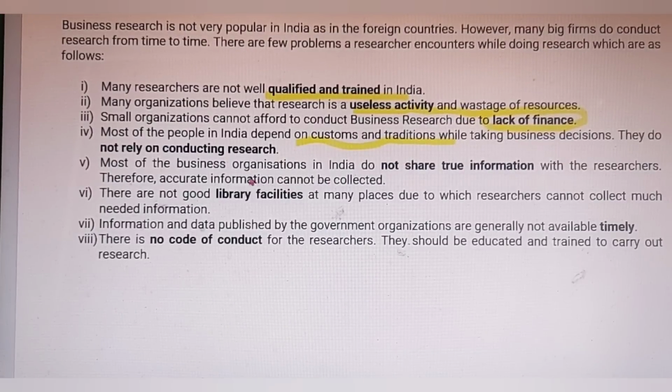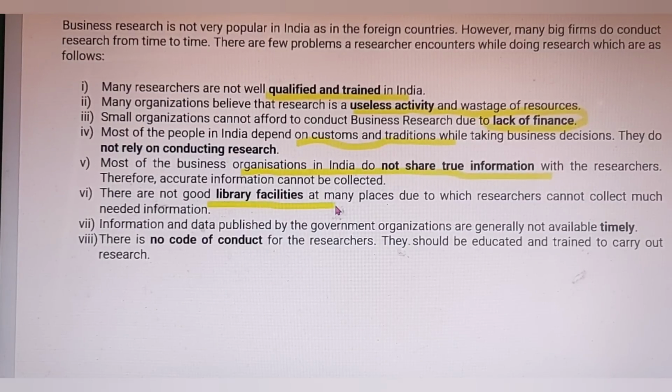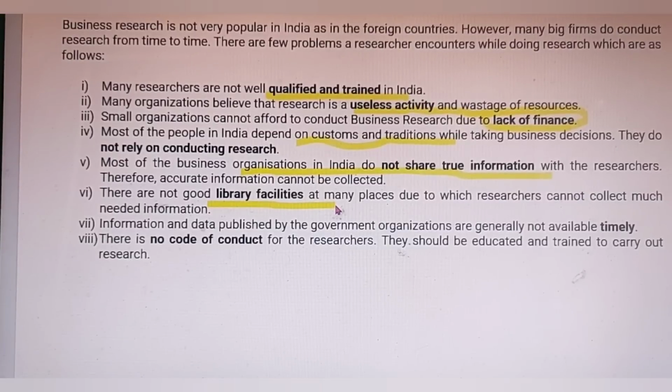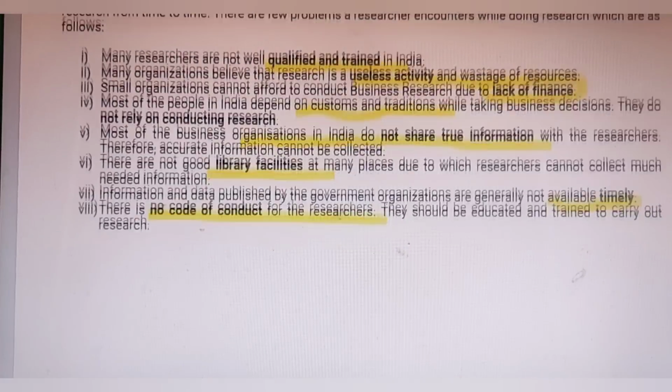And again, most of the business organizations or sources of data do not share true information about the problem. This is again a big problem. Then there are no good library facilities in India where a researcher can get adequate data and information. And information from government organizations is not available on time, so this creates a problem in collecting data. Then there is no code of conduct for researchers to conduct research in a systematic way. So these are a few problems that are faced in India while doing research.